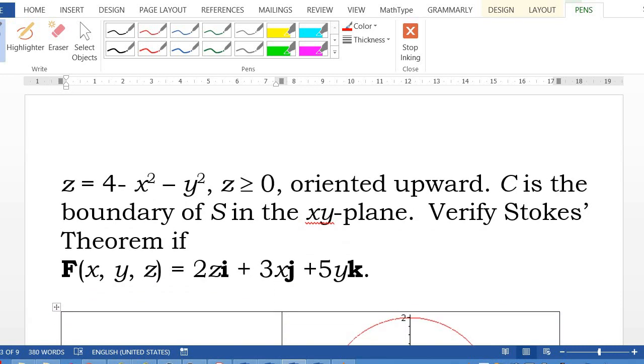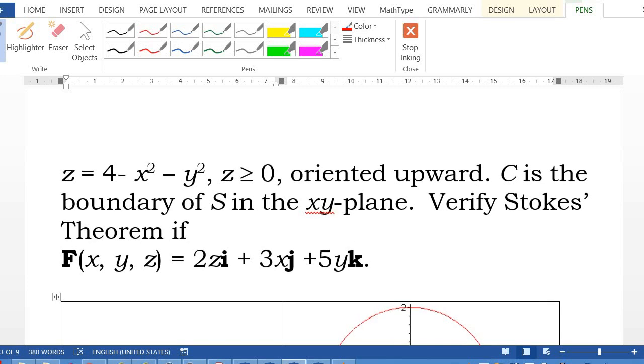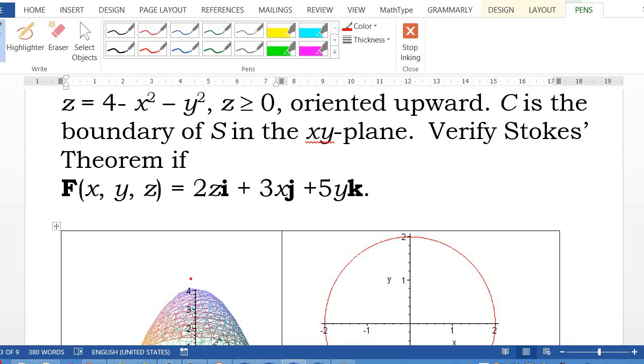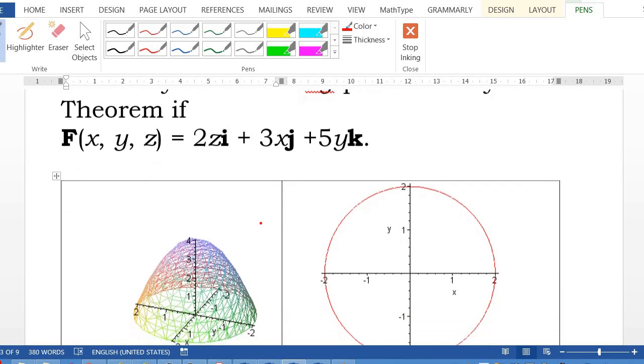So you have to do both sides, if F(x,y,z) is equal to 2z i plus 3x j plus 5y k. This is the surface of the paraboloid z equals 4 minus x squared minus y squared, with the maximum point being 4.